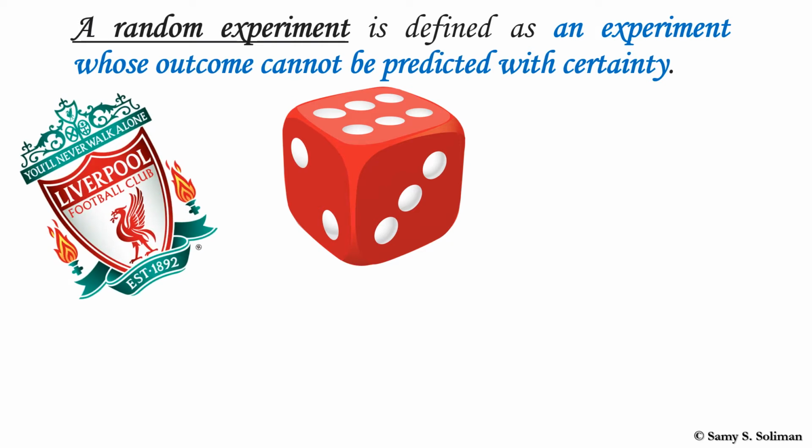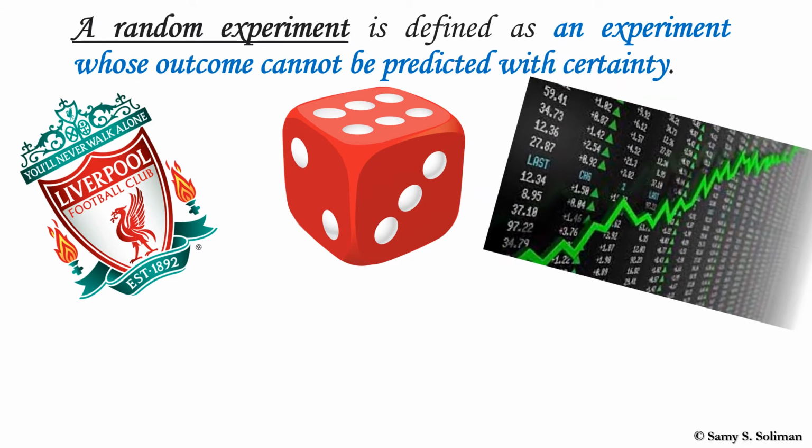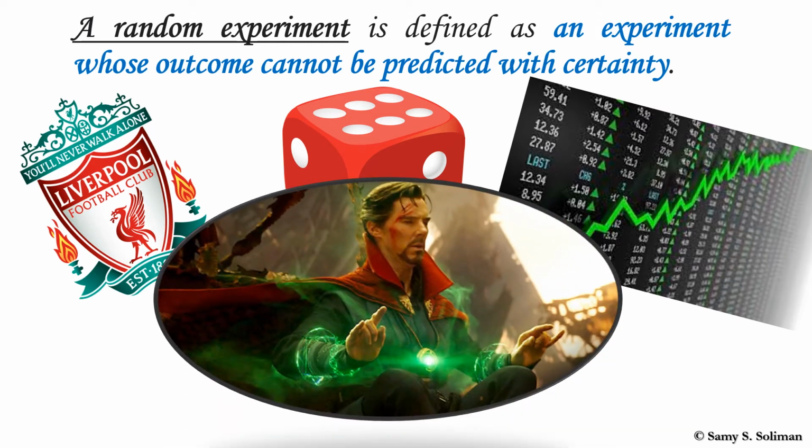Similarly, for a football game, we are not sure which of the possible outcomes of that game, winning or losing or drawing, will be the result for your favorite team. In buying a stock market, we are not certain whether the stock price will increase or decrease, and for the random experiment of beating Thanos in the Infinity War, there is no certainty whether the Avengers will win or lose.